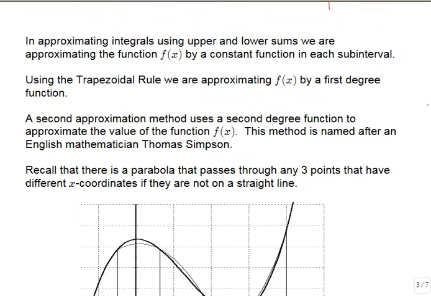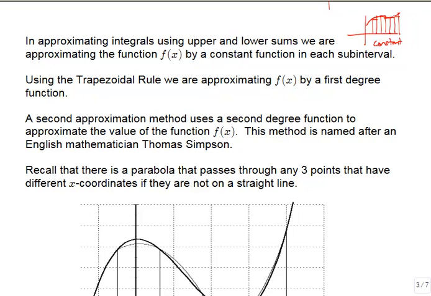Now in approximating integrals using upper and lower sums, we are approximating the function f of x by a constant function in each subinterval. So for example, when we make our normal rectangle approximations, we chop this up into pieces and we create little rectangles by going horizontally across using either the left endpoint or the right endpoint. So when you go horizontally across, that's a constant value. That's a constant height going across. So that's a constant function that we're approximating our curve by.